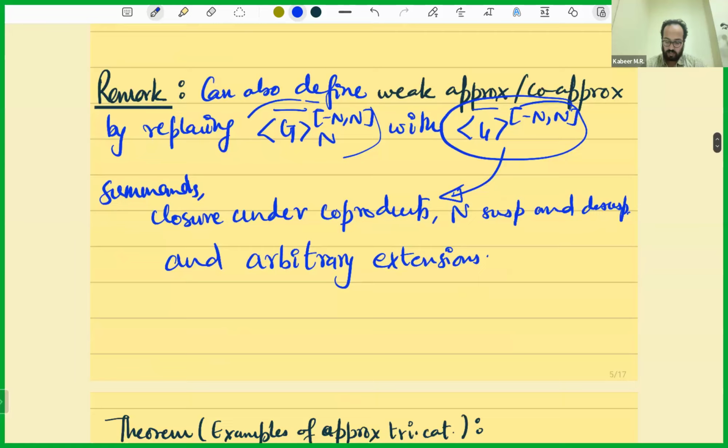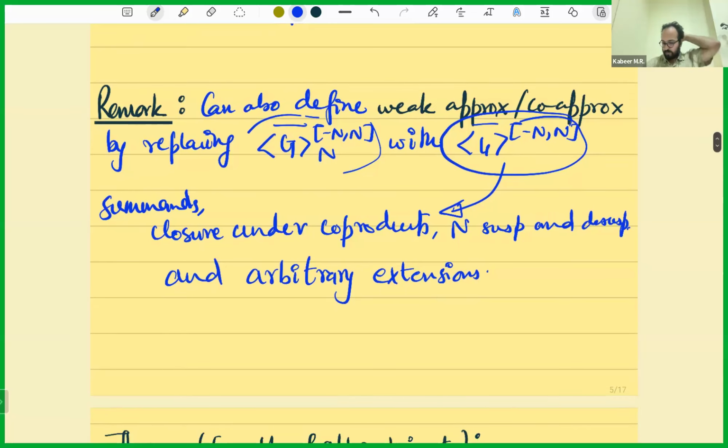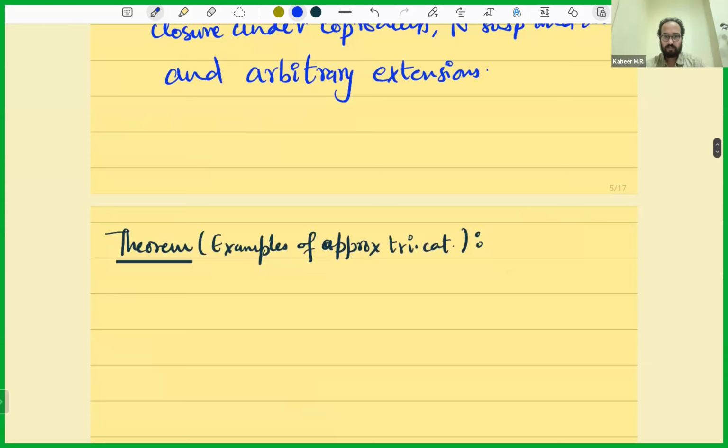Now that I've given these definitions, I should state a few examples. Most of my examples in today's talk will be coming from algebraic geometry. So here are the examples.